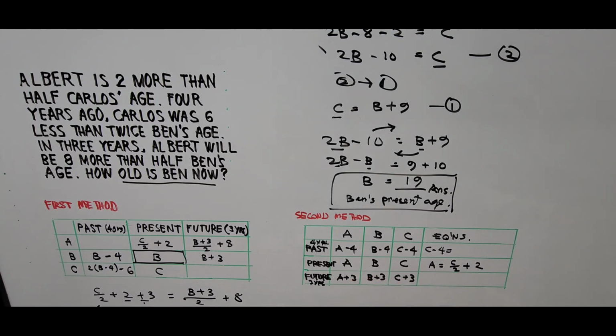So it says there 6 less than twice. So we have here 2 times Ben's age, B minus 4, and it says here 6 years less. So it should be minus 6.